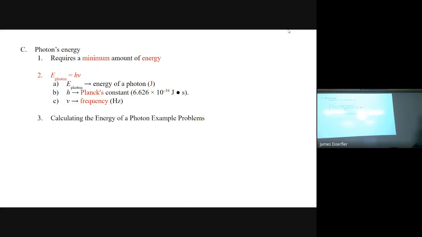A photon requires a minimum amount of energy, and we're going to be utilizing Planck's equation to help us determine the minimum amount of energy. Again, the energy of a photon is in joules. We know Planck's constant. We wrote it down a few slides ago, but I'll say it again. It's 6.626 times 10 to the negative 34th joule times second. Again, nu is frequency. So we're going to calculate a couple of problems here.